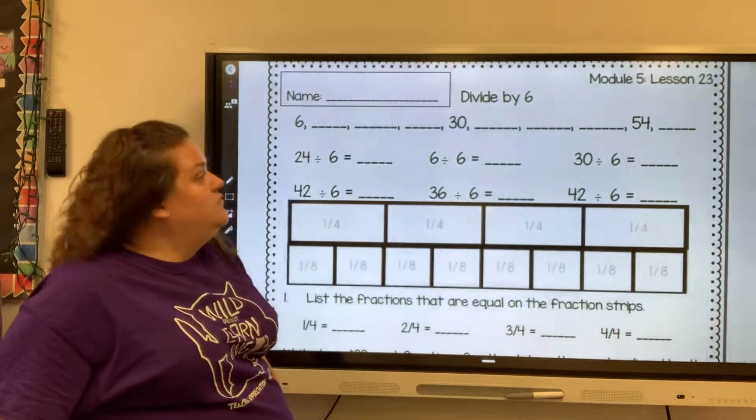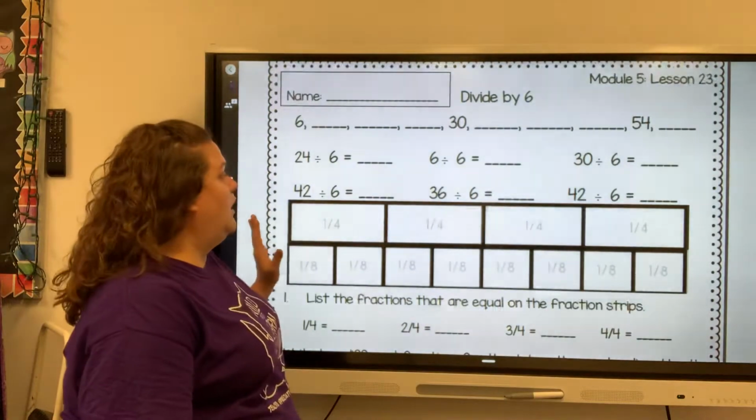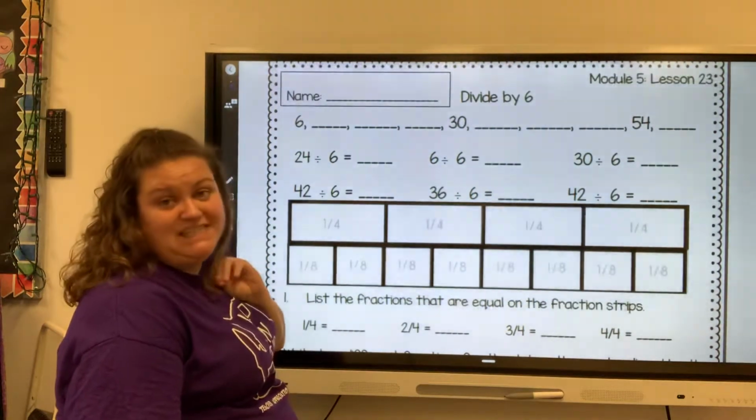Hi everybody and welcome to Module 5, Lesson 23 worksheet. Today we are doing equivalent fractions. Our review today is division by 6.